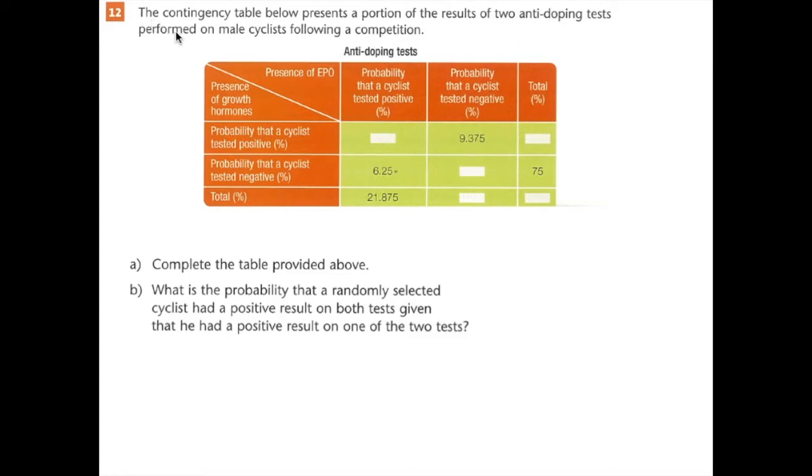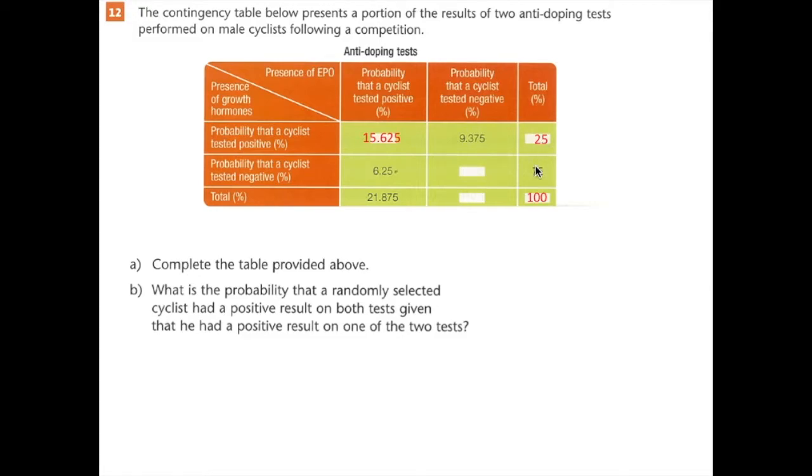Question number 12. The contingency table below presents a portion of the results of two anti-doping tests performed on male cyclists following a competition. All right, so we have to calculate this, and so I did the 6.25 subtracted from 21.875, and that gave me 15.625. I added these two together to get 25, and then I did 75 minus 6.25 to get this number.